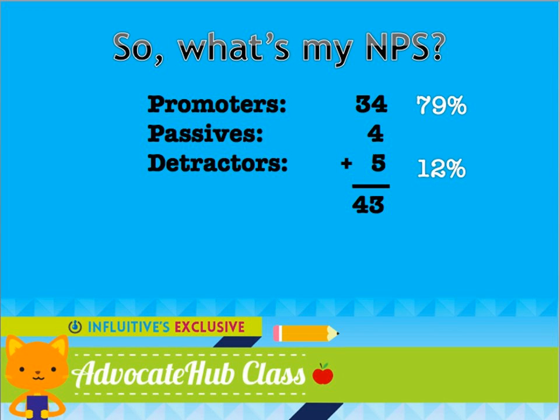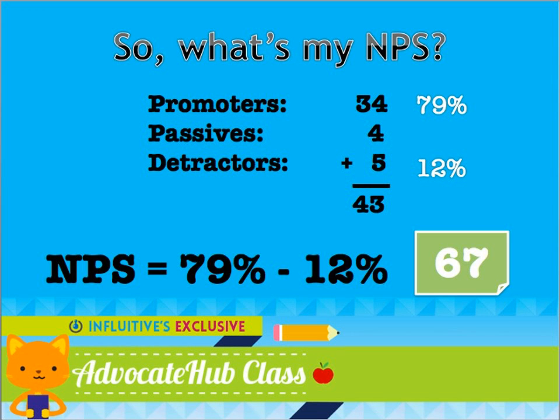So like I said, we ignore the passives. We don't include them in our calculations. And the result is our NPS is 67. 79% promoters minus 12% detractors. That gives us our NPS. So we can determine, the higher the number is, the better, of course. So this determines our customer loyalty, how loyal our customers are to us.